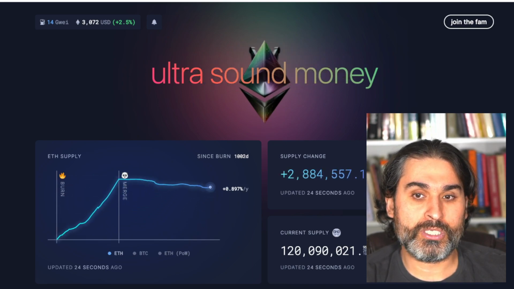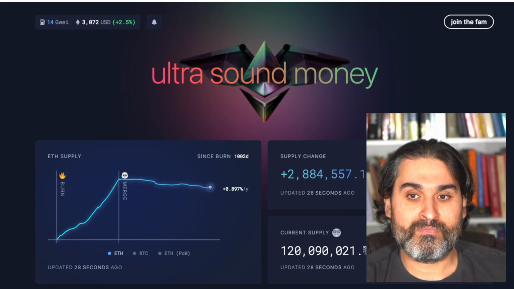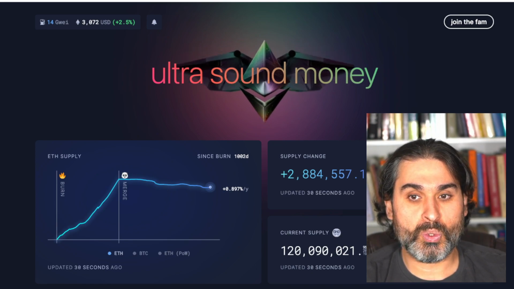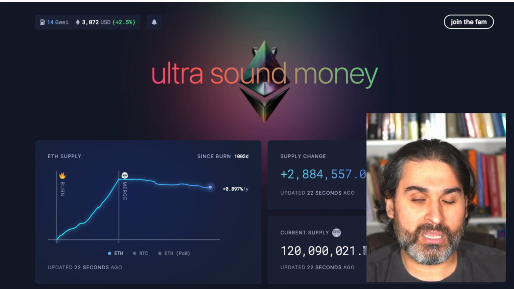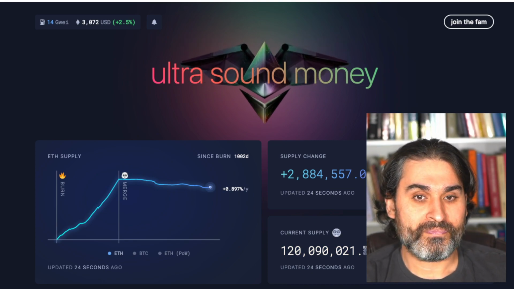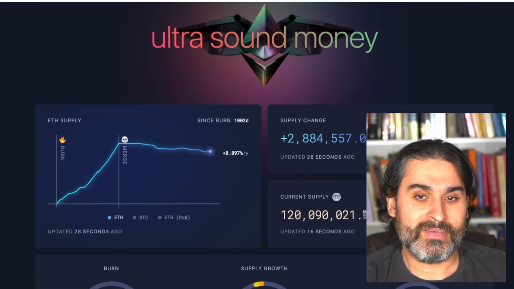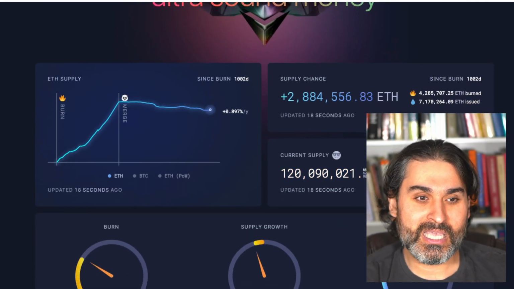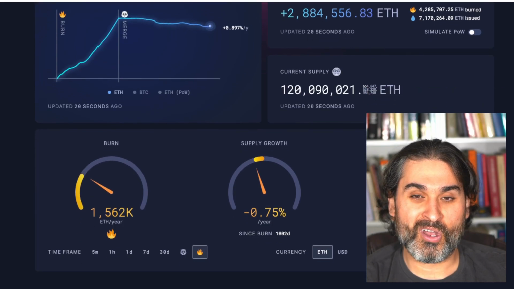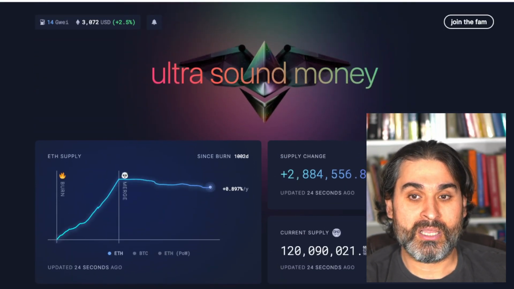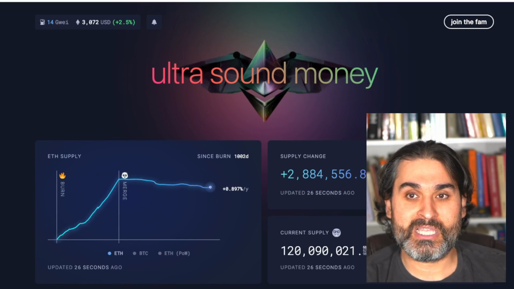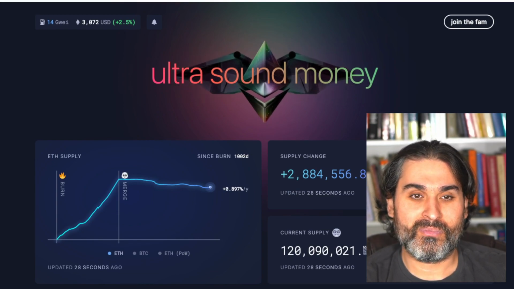If we go back all the way to the beginning of EIP 1559, we have burned 4.28 million ETH, but we've issued 7.1 million ETH, 7.2 million ETH. So the burn has been doing a really great job. We're not quite below the 120 million ETH mark yet. We were hoping that we would have gotten there by now, but this is still really cool to see. Over 4 million ETH has been burned in the last 1,000 days.